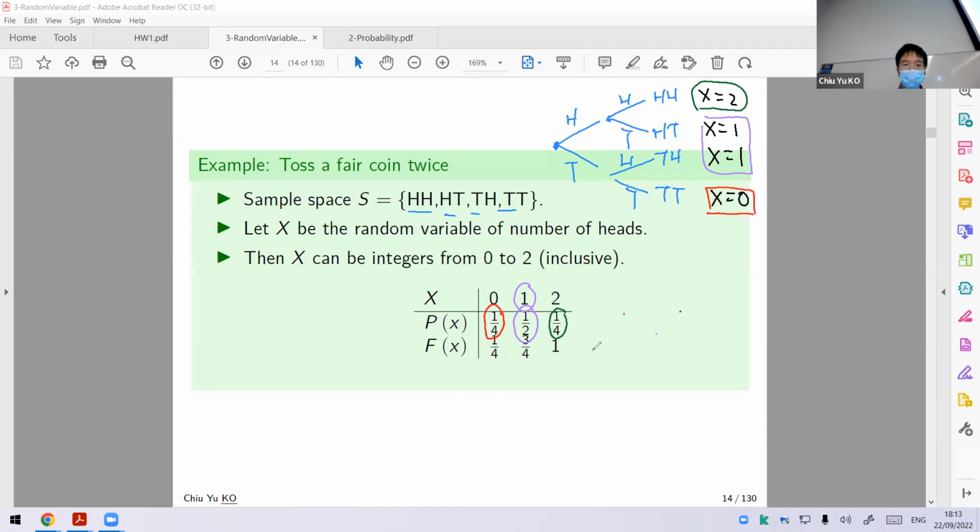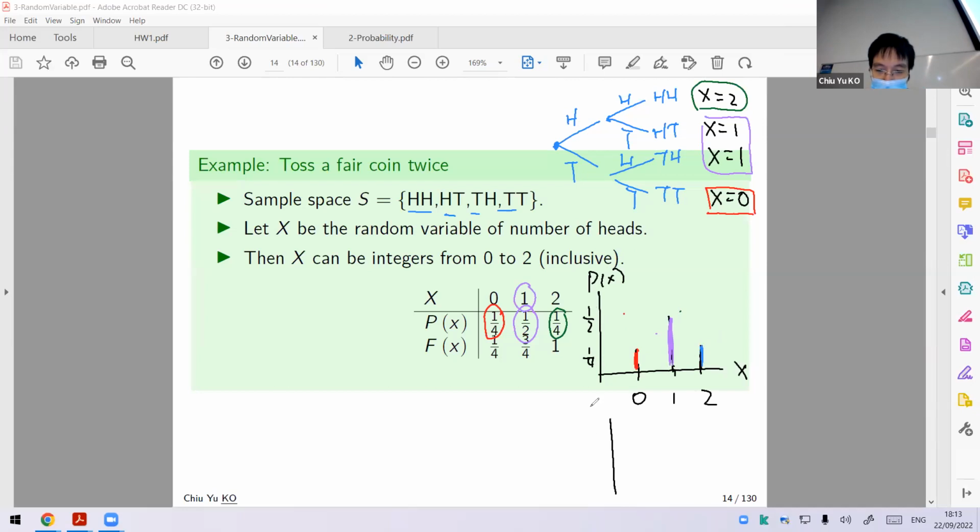Is that okay? So we can actually draw this diagram, right? x only has a value of 0, 1, or 2. And p of x is 1/4, 1/2, and 1/4. So this is what the graph looks like. And let me use 3 different colors: red, purple, and then blue.